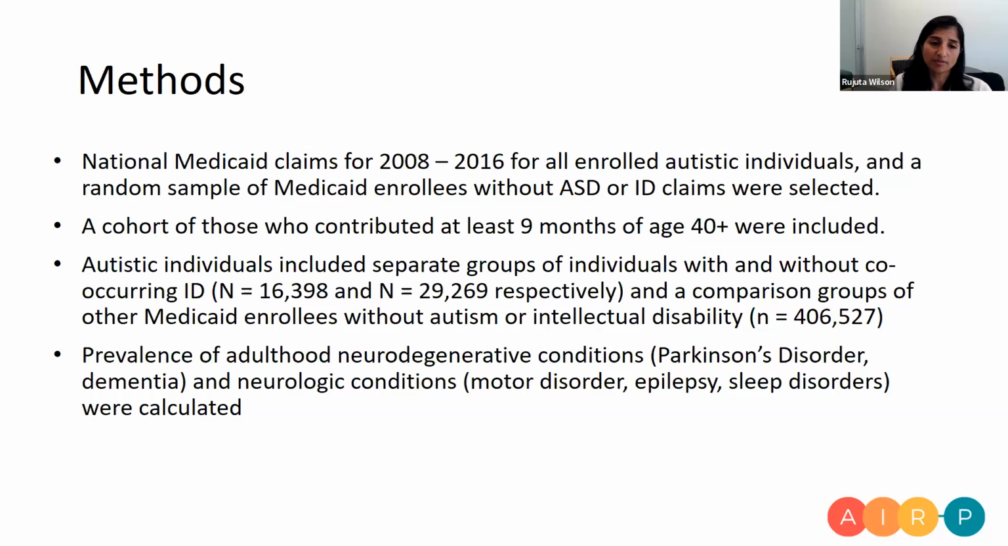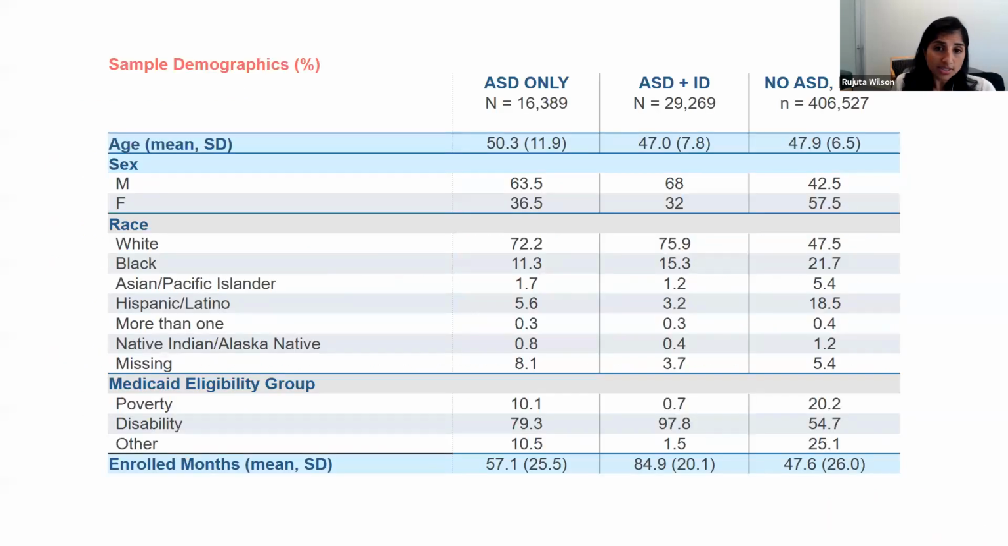And then we looked at the prevalence of adult onset neurodegenerative conditions and these co-occurring neurologic conditions. These are quickly just the demographics of the populations. Just nice to know that we have a range, but I should note here, again, the predominance are white individuals when we consider race. So we really need to work on our understanding of diversity, how diverse populations present with these conditions.